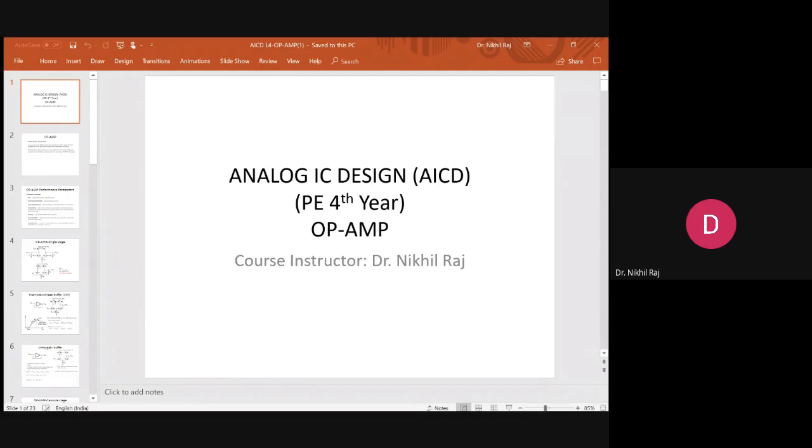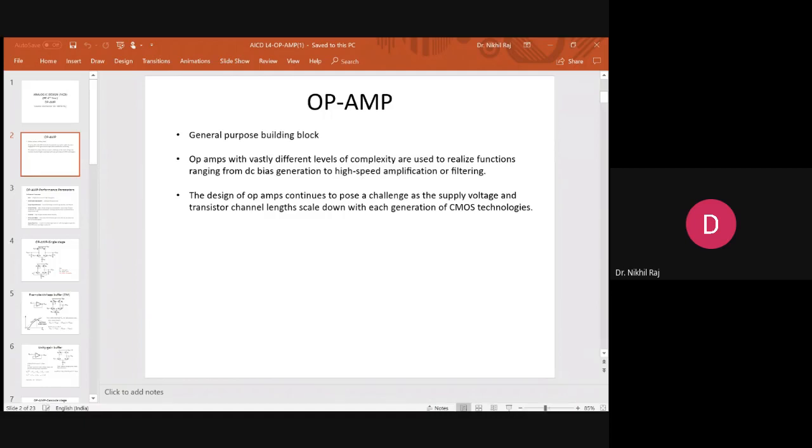Good morning, all. We were in the chapter of OPAMP design, and we have started with the OPAMP basic definition: that it is a general purpose building block and it has a wide application. And since applications can be of various types, based on that, we decide which type of architecture will be best suitable for which application.